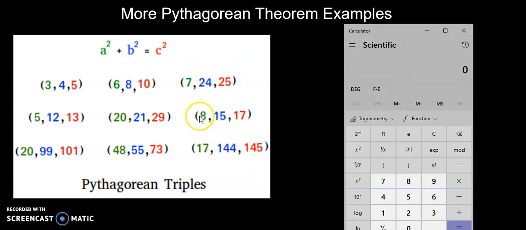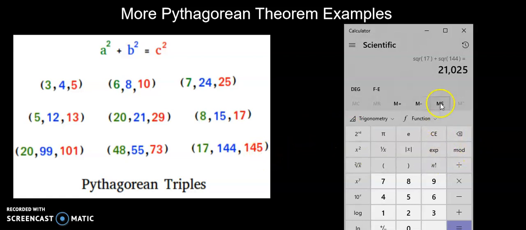What about this one? 8, 15, 17. I think we did that one too. Try this one. So let's try 17 squared plus 144 squared. So I added up those two squares. It equals 21,025. So let's try 145 squared.